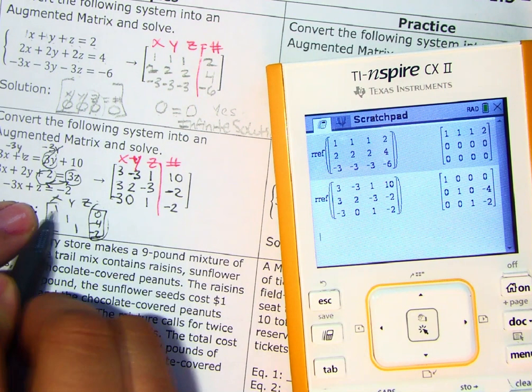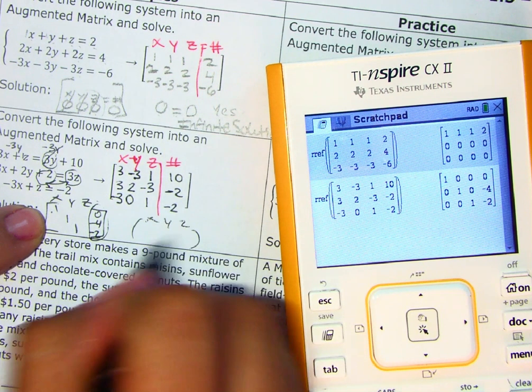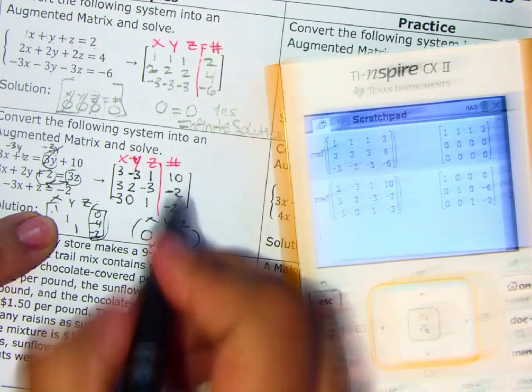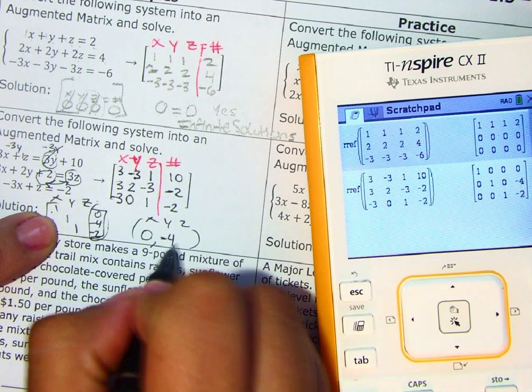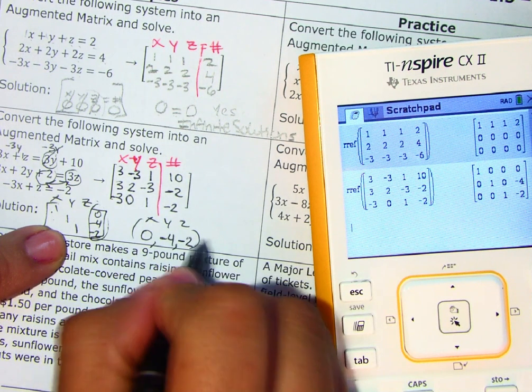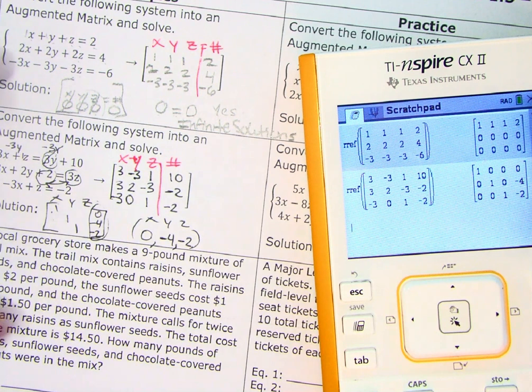That means 1x equals 0. The second one is 1y equals negative 4. And the last one is 1z equals negative 2. So that will be your solution right here: 0, negative 4, negative 2. All right, so that is the review on matrices.